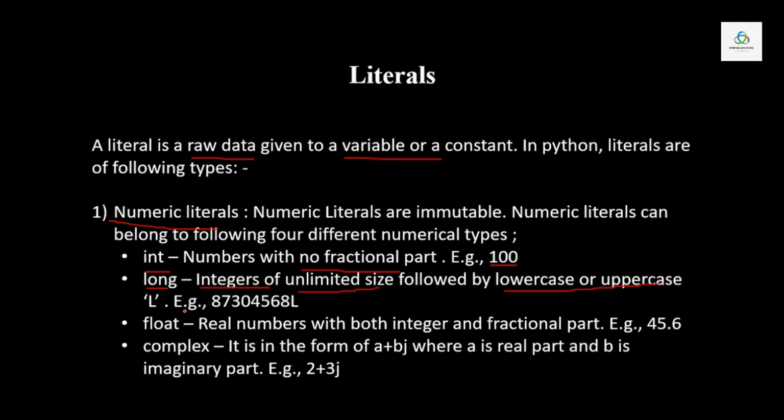As over here, you can see in the example I have written 87304568L. The digit ends with capital L. Next one is float. Floats are the real numbers with both integer as well as fractional part. For example, I have written over here 45.6. The last one is complex. It is in the form of a plus bj, where a is a real part and b is an imaginary part. For example, 2 plus 3j.